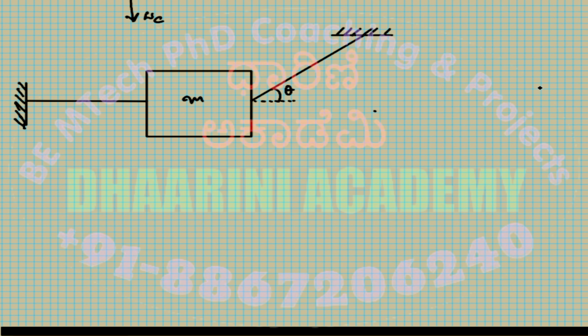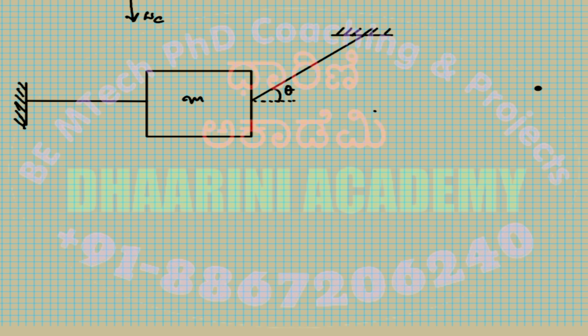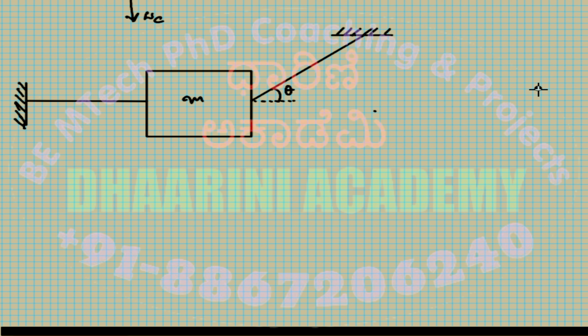So say this is the center of the mass. Because the mass is present, the mass will always generate a force downwards, which is the weight. So this is W. I can write W is equal to the mass times the gravity.